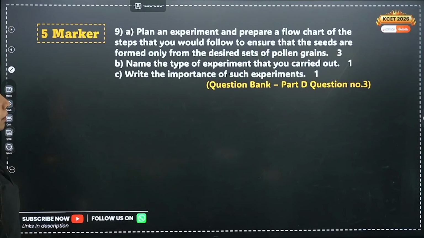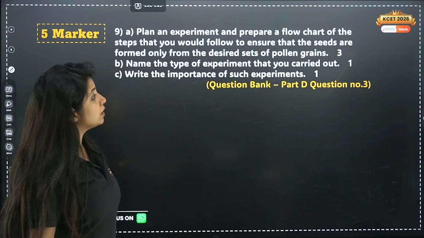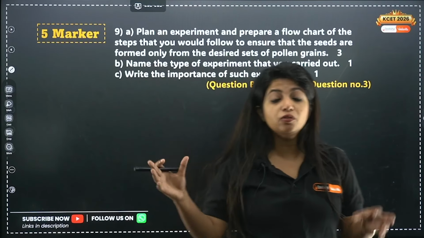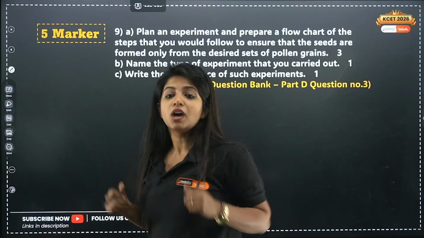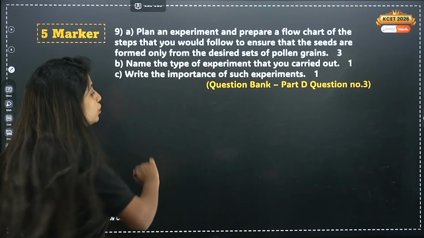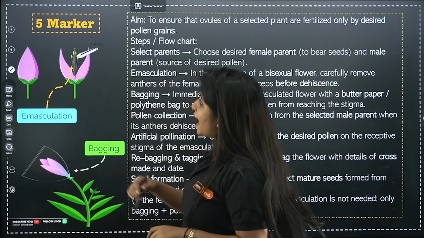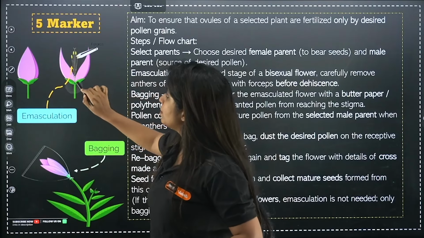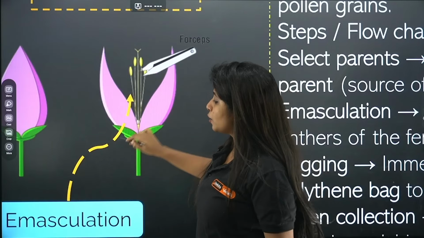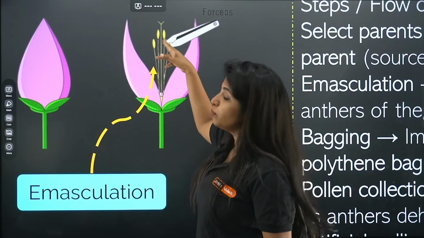Now, plan an experiment and prepare a flowchart of steps that you would follow to ensure the seeds are formed only with the desired set of pollen grains. So basically, if there's a crop improvement program and you want to produce hybrid variety of seeds, you do artificial hybridization, which looks like this, my dear children. Suppose a plant has two things, the male and the female part. You do not need the male part, otherwise the pollen grains will land on the stigma. So first thing that you do is emasculation. You remove the male part.